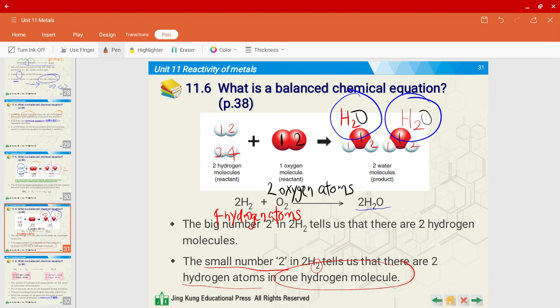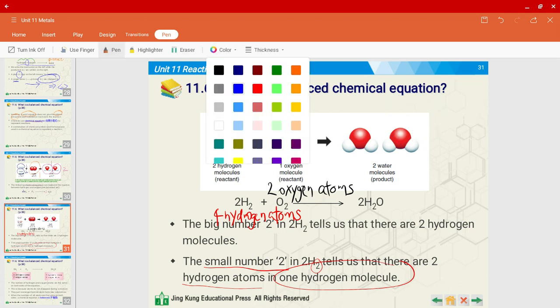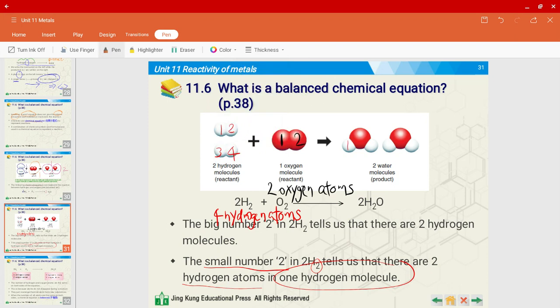So if I'm going to count in total how many hydrogen atoms and how many oxygen atoms I have for all the water molecules, let me write that down. So I'm going to calculate in total. Over here I have 1 hydrogen atom, 2, 3, 4 hydrogen atoms. Okay, let me write that down. So in the product I have a total of 4 hydrogen atoms in water.